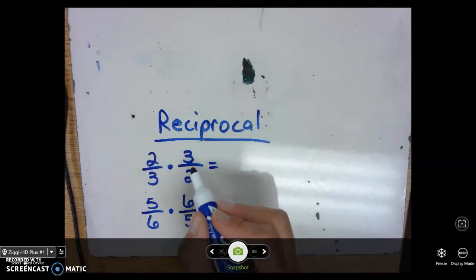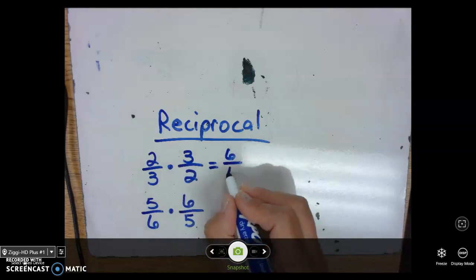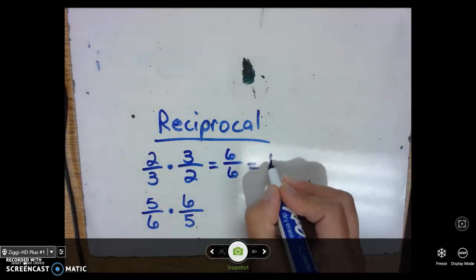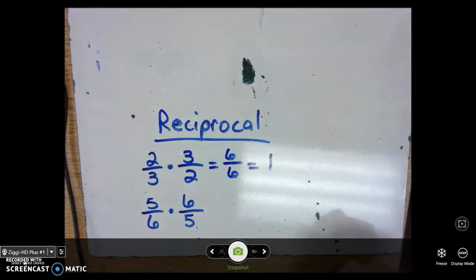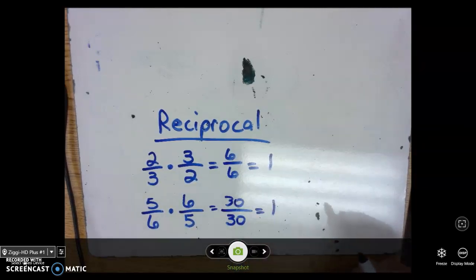Let's try it. 3 times 2 is 6. 2 times 3 is 6. 6 over 6 is 1. Okay, 1 whole. 5 times 6 is 30. 6 times 5 is 30. Again, 30 over 30 is a whole. If we have 30 parts out of 30, we've got the whole thing.